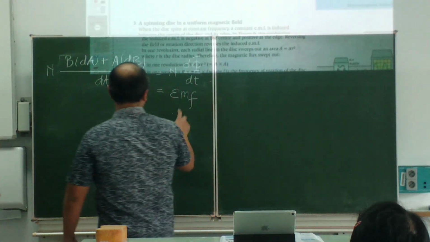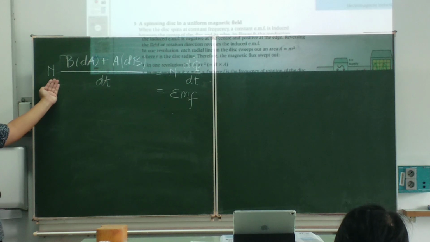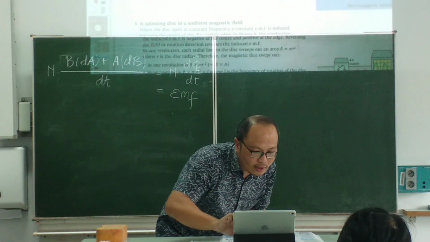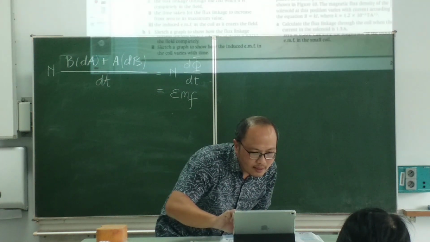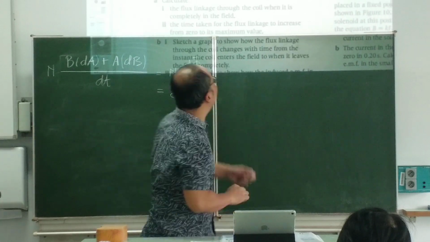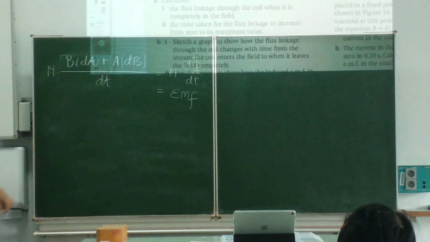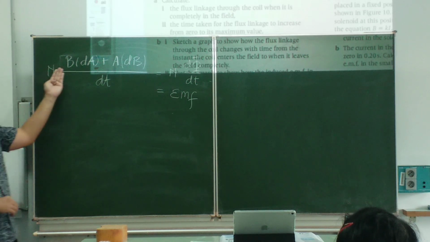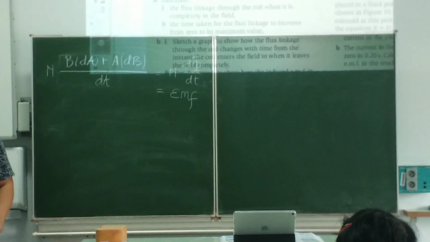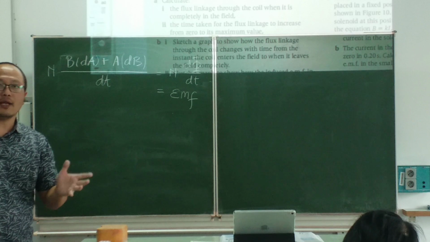You have EMF created by the number of coils, sometimes 500, just like the question. Is the question with 500 coil windings? Oh, 15 turns only. Do you see that, people? It is with 15 turns, so the N is here. And then we have BDA plus ADB. Which one has been cancelled? Which one has been taken away? Which is not relevant to our problem.